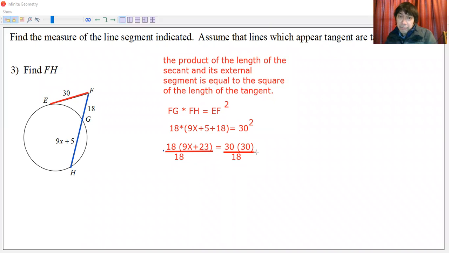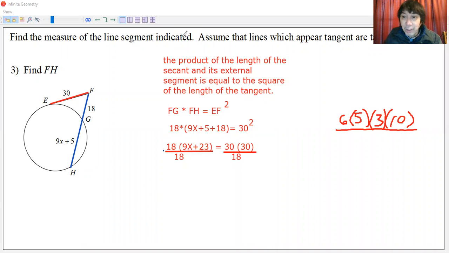We can have factors of 18, factors of 30 and 30, and so we can continue like this. 30 is 6 times 5. The other 30, we can use 3 times 10. So 6 times 5 is 30, and 3 times 10 is also 30. Now 18 is 6 times 3.